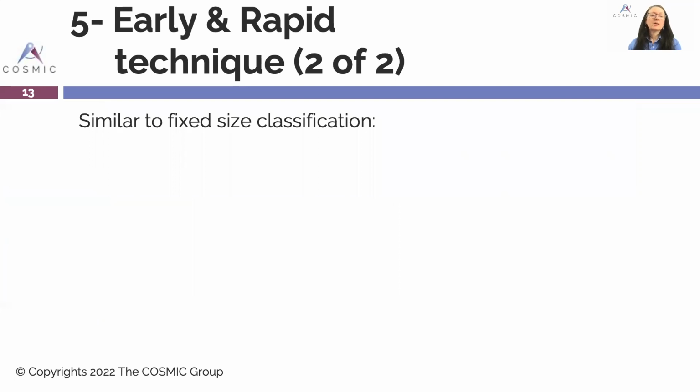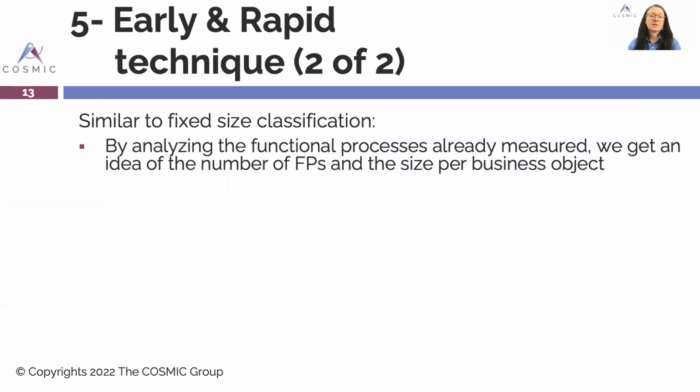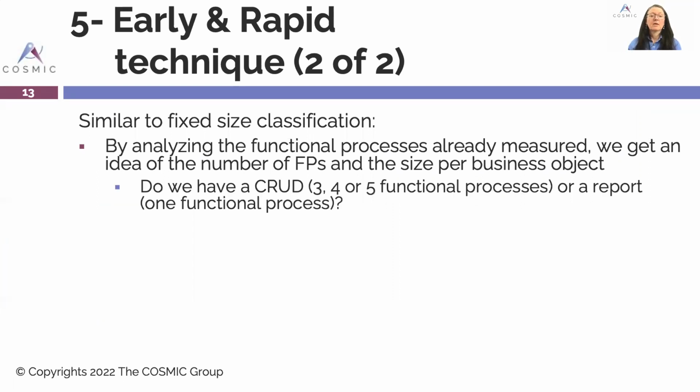So this technique is similar to the fixed size classification. By analyzing the functional processes already measured, we get an idea of the number of functional processes we have in the project total and the size per business subject. Do we have a CRUD that is 3, 4, or 5 functional processes, or a report which is only one functional process?